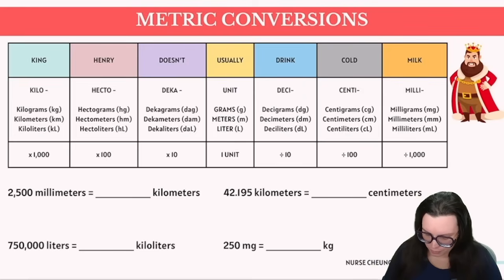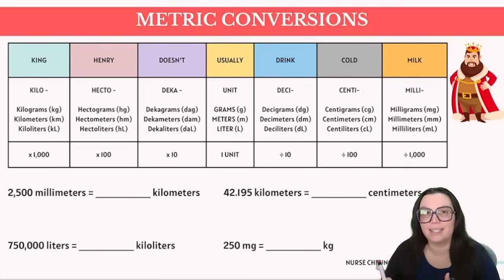So we start with our first example, which is 2,500 milliliters to kilometers. So how do we do this? So what we're going to do is we're going to move our decimal place.